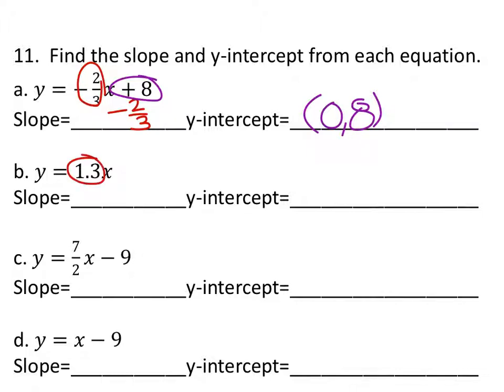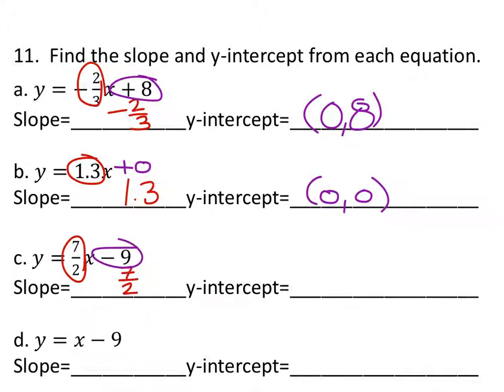We're going to repeat this process pretty much all the way down. The coefficient of x on part B is the slope, 1.3. It doesn't show the y-intercept, but we can show it because it was a phantom plus 0, which means this one is proportional because it goes through the origin, (0, 0). Next one, the slope is the coefficient of x, which is 7/2. And the y-intercept is that negative 9. But again, that's the y value in this ordered pair with an x value of 0.